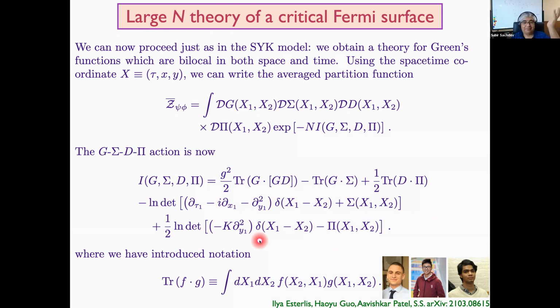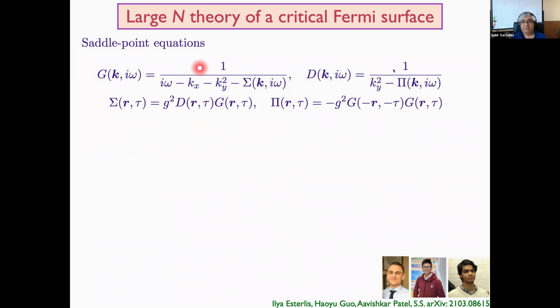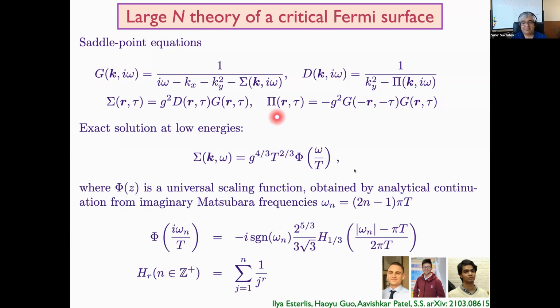So let me just flash a few results. For example, the saddle point equations look like this. These now have both space and time and frequencies and momenta, but they again have a very similar SYK-like structure, with the self-energy depending on some powers of the Green's function in real space and time. Not easy to solve, but in the scaling limit, in fact, you can solve these equations exactly. This is the solution. Now, instead of getting square root of omega, you get omega to the 2/3. In SYK this type of function was gamma functions, and now this is a more complicated function.